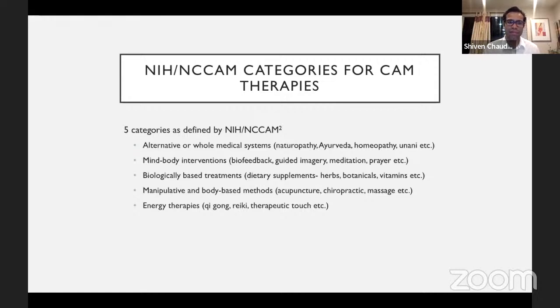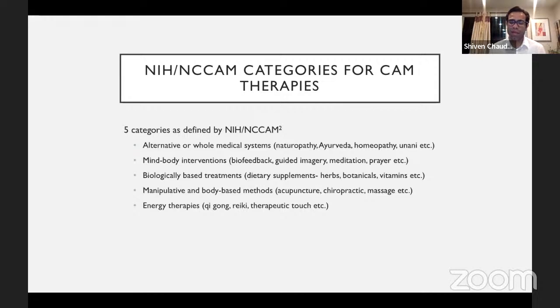The second type of category is mind-body interventions. This can be anything from biofeedback, which is really up and coming cool therapy that we prescribe in integrative medicine. It's coming up with a lot of data, guided imagery, meditation, believe it or not, prayers. So all that is actually part of intervention and how we practice.